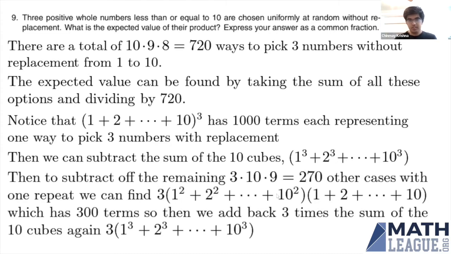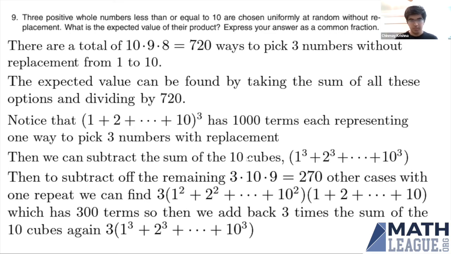If we have the sum of the squares from 1 to 10 and the sum of the numbers from 1 through 10, we expand it out and multiply by 3, since there's 3 separate spots for this number to be. We get 300 terms, so it has all of the 270 terms that we're trying to subtract off that have a repeated number and another number, but it also has the cubes, so we need to add those back again into our sum.